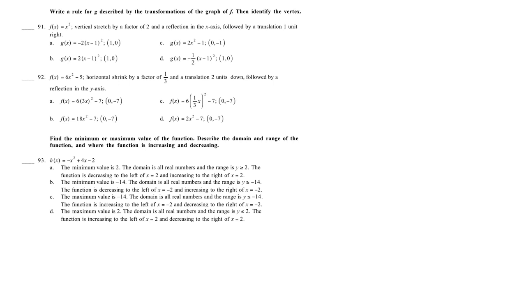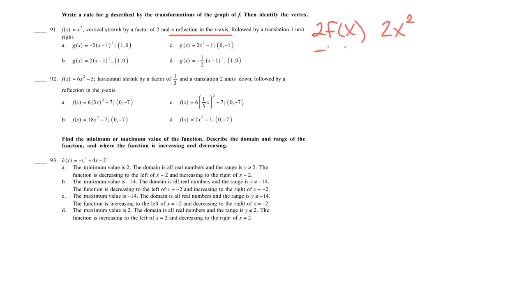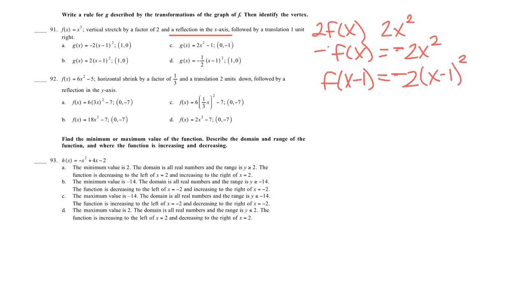Same thing, now we're looking at x squareds. Vertical stretch by a factor of 2, that's 2f of x. So that's 2x squared. And a reflection in the x-axis, that's negative f of x, so that's negative 2x squared. Followed by a translation 1 unit right, that's f of x minus 1. So negative 2 times x minus 1 squared. So that is going to give you a, and identifying the vertex, that would be 1, 0, so that is correct.